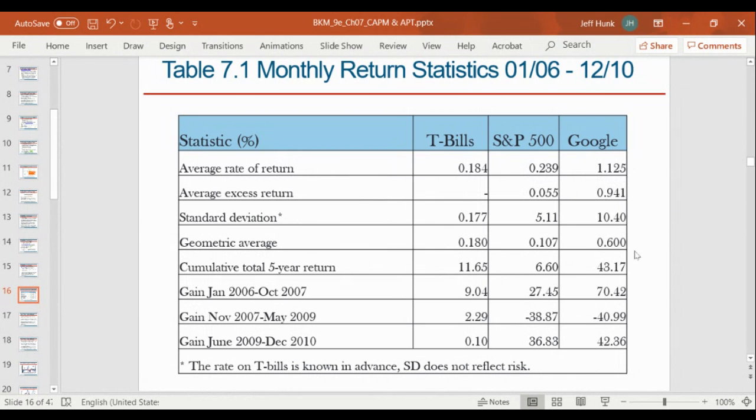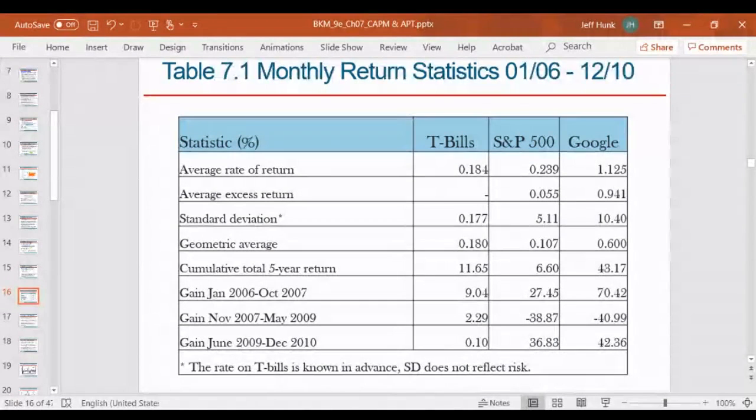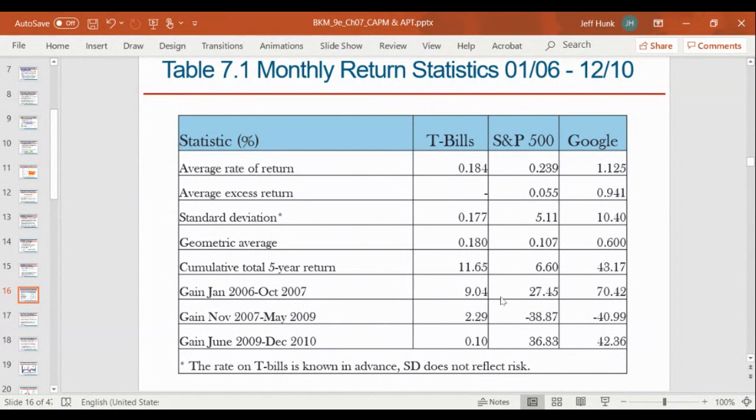And geometric average over the last 60 months, right? We got that. Cumulative total 5 year return. This is total return or the holding period return. T-bills 11.65, S&P. Interesting thing is, if you look at the T-bill, average return and the standard deviation are pretty much close, very close.